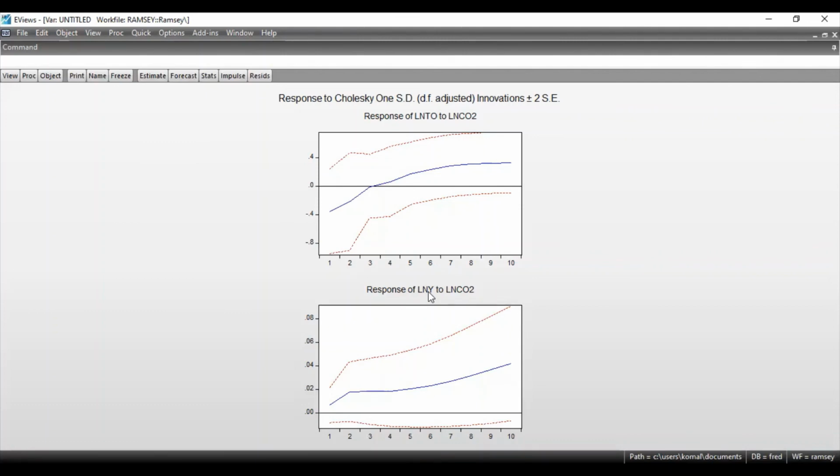So with any change or any innovation or any shock in the carbon dioxide, that is the dependent variable, there will be an upward trend in trade openness and GDP. Okay, so the ultimate conclusion is that with an increase in the dependent variable, the independent variables are showing an upward trend. So this is how you can interpret your results for the impulse response function.